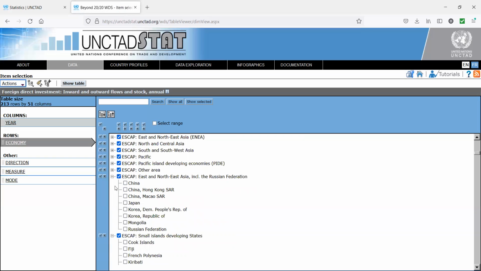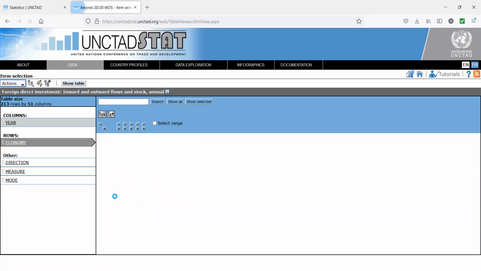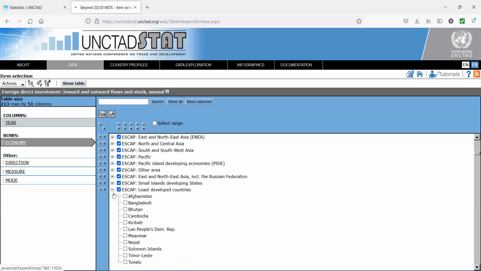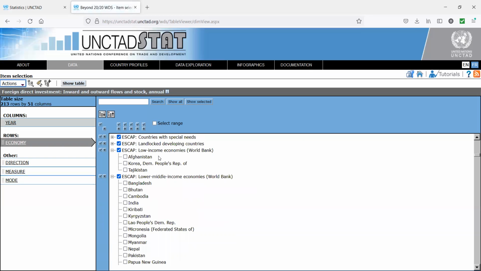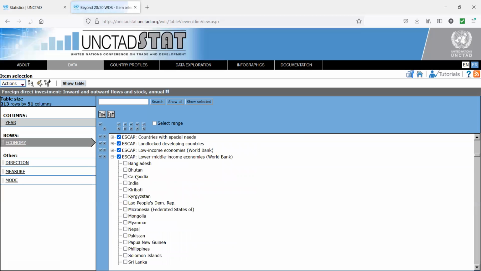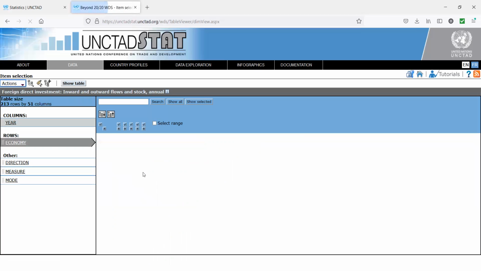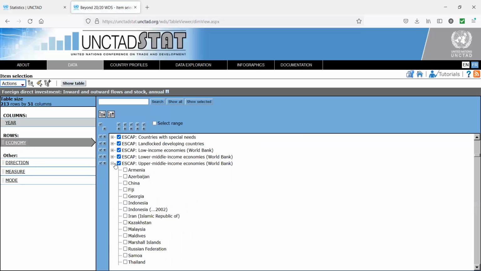East and Northeast Asia, including the Russian Federation, small islands, developing states, less developing countries, countries with special needs, landlocked developing countries, low income economies, lower middle income economies, upper middle income economy. So we're talking about all these classifications. These are available on UNCTAD.